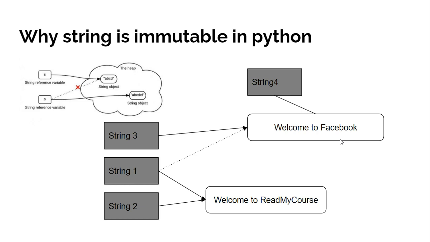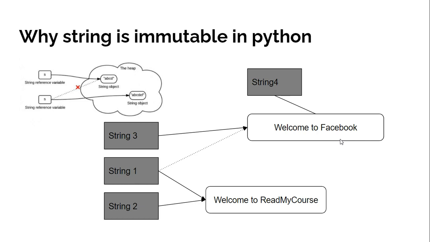Now if you create another variable, string 6 is equal to "welcome to read my course", it will not create a new memory location for that, it will just point your variable to that memory location. So this is the concept of reference or pointers. This is happening in the memory, and it is really very interesting. Suppose you have 1000 assignments of "welcome to Facebook", all the 1000 variables will point to that "welcome to Facebook".